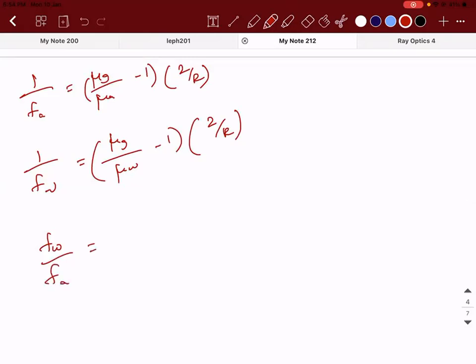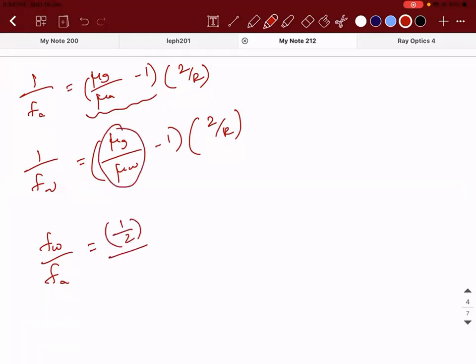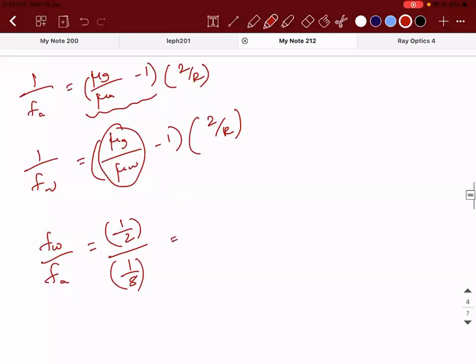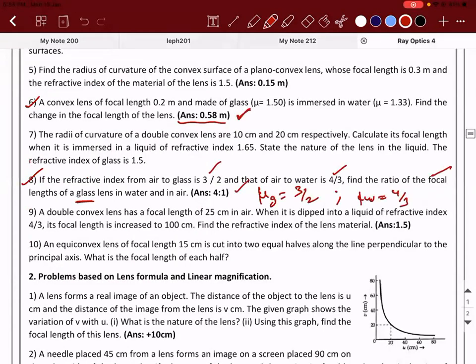So FW by FA will be equal to mu G minus 1, that is going to be half, divided by mu G by mu W minus 1. Mu G is 3 by 2, mu W is 4 by 3. So 9 by 8 minus 1, that is going to be 1 by 8. 2 by R will get cancelled. You will get 4 by 1. Is that the answer? Yes, sir. So you get the answer as 4:1. Am I clear, guys? Yes, sir.